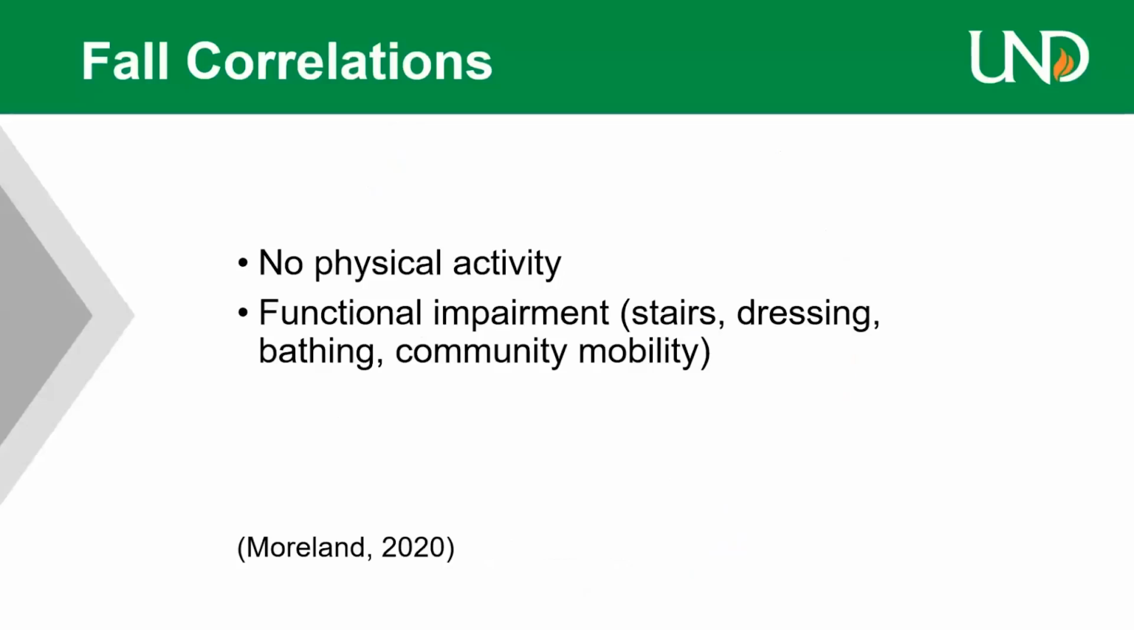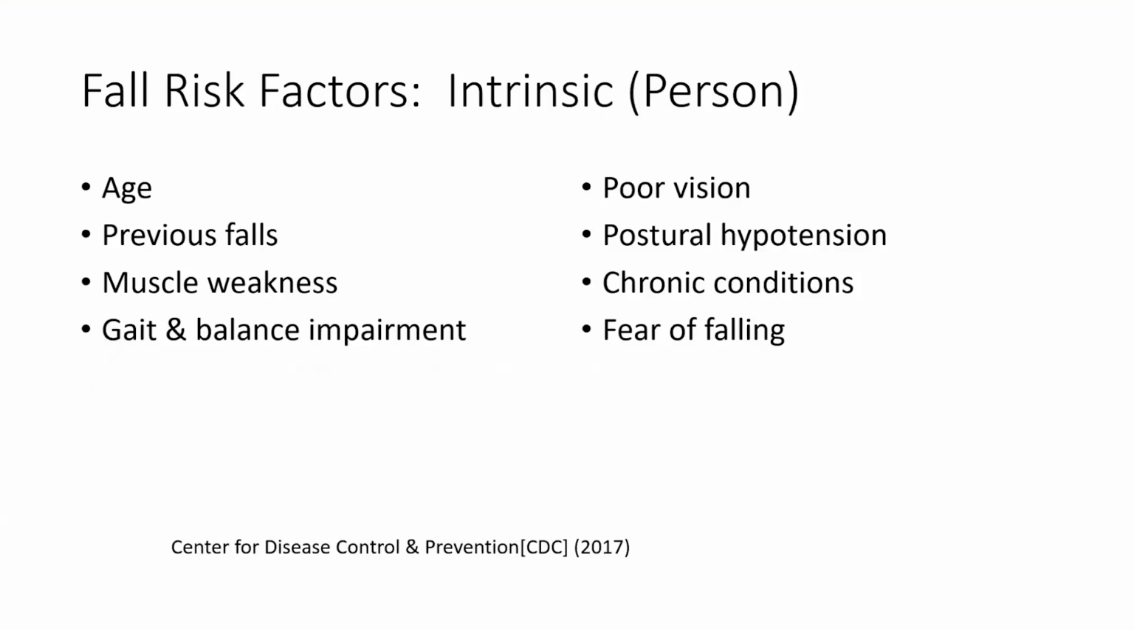Anyone with no physical activity or functional impairments, especially for stairs, dressing, and bathing, and community mobility. The CDC puts fall risk factors into 2 categories: intrinsic, within the person, and extrinsic, which is in their environment. So of course, age, which we see with Virginia, 85 is a risk factor. Previous falls, we saw that in Virginia, she had previous falls. Muscle weakness, we've seen that because it's hard to keep the muscle strength when a person has sore joints. Gait and balance impairment, that's intermittent, yes.